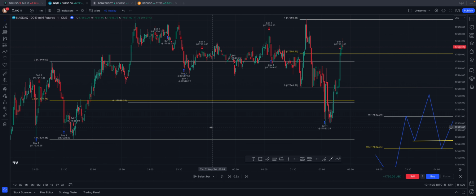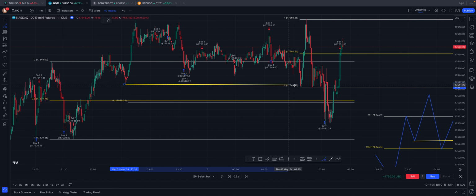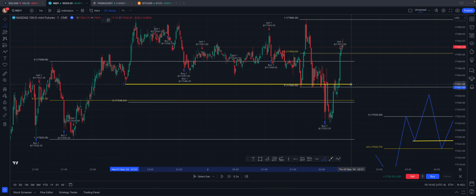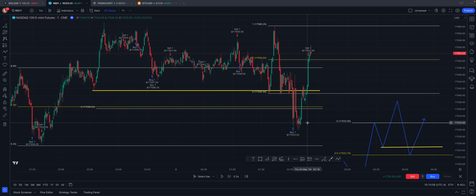And what did it keep? It kept this, right? It kept this area here, right? Even though in this case it tapped in and didn't tap the 50%. So you had nothing to do because your entries are the 50%, right? You see how it comes and taps into the 50% and then it delivers.